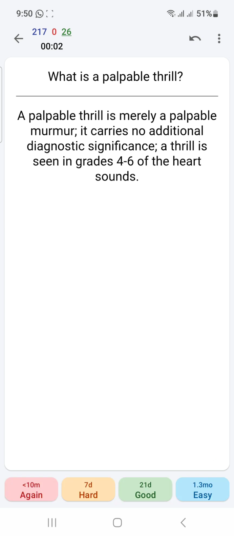What is a palpable thrill? A palpable thrill is merely a palpable murmur. It carries no additional diagnostic significance. A thrill is seen in grades 4 to 6 of the heart sounds.